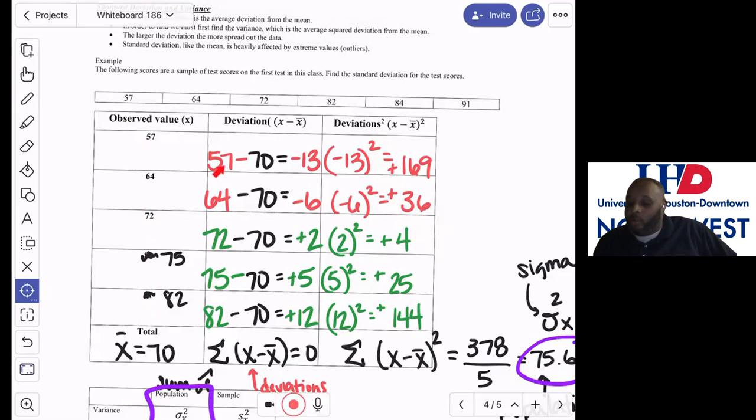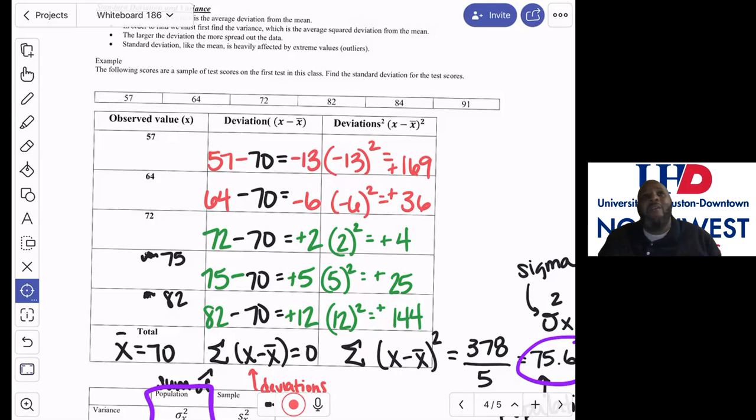Well, here's what we did. We took every one of these values and did what? We subtracted them from 70, right? What happened when we did that? Some of these values were negative and some were positive, right? Why is a score of 57 negative 13? Can anybody tell me that? It's less than the average. Why is a score of 82 positive 12? It's higher. So we understand that there's going to be some that are lower than the average, some that are higher than the average.